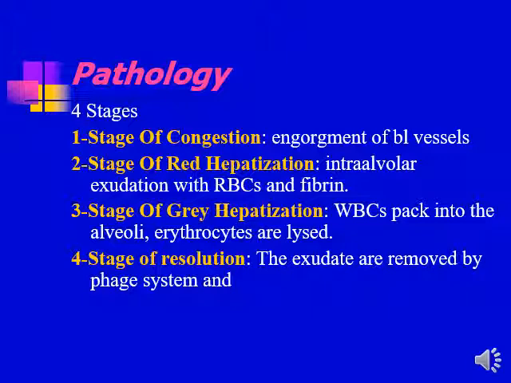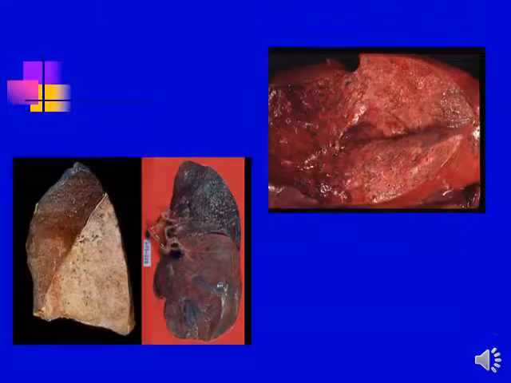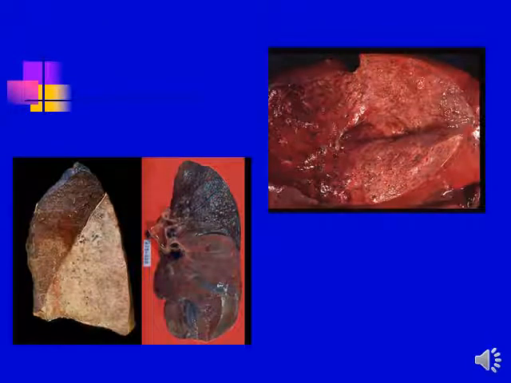After a while, the third stage is green hepatization, where the RBCs are destroyed and the hemoglobin comes out from them. Then the color becomes gray due to the white blood cells coming back into the alveoli, and the erythrocytes are lysed. The last stage is the stage of resolution, where the exudate is removed and the venous system is working. This means that I am on the way to a good prognosis. I am on my way to recovery from pneumonia. This is a picture of hepatization of the lung, which means the lung is much like the liver.